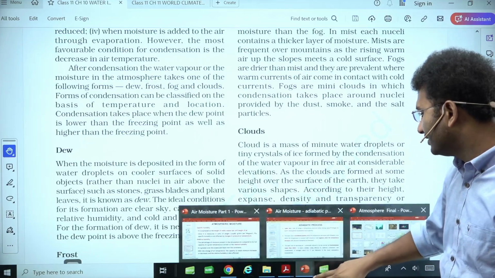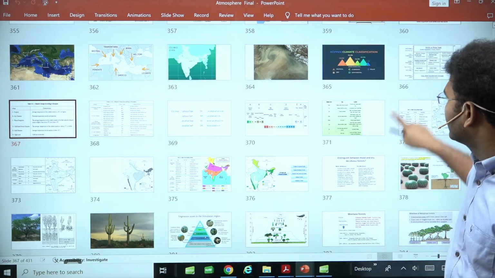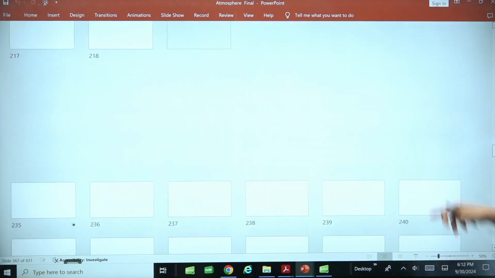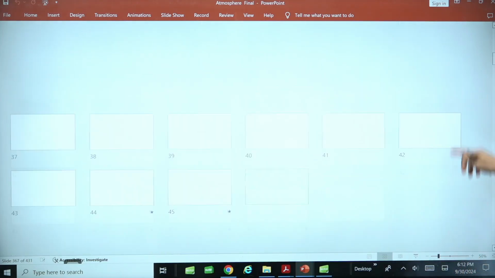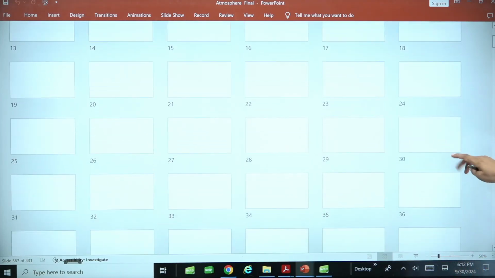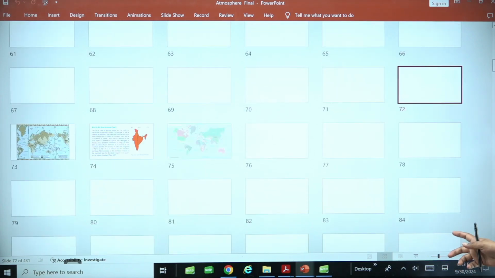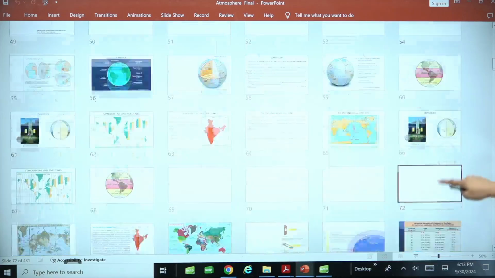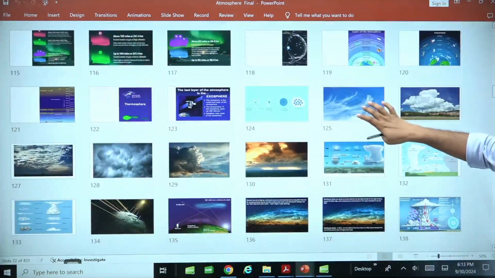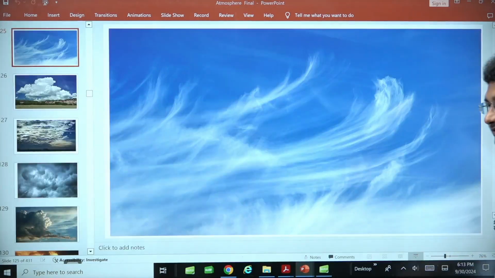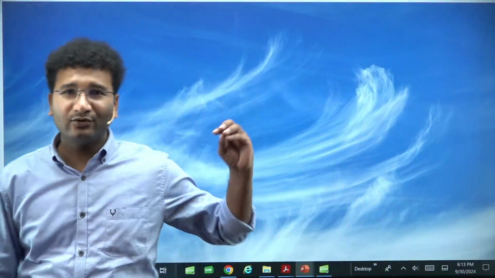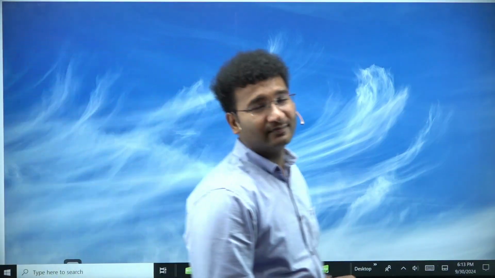Okay, come to the topic of clouds. See here, firstly, what are the different types of clouds that you need to know, and also you need to know how the clouds are formed. There are various ways through which clouds are formed. Here I'll be explaining the formation of clouds in a detailed manner. Before that, I wanted to show you these things. I think you might have seen this type of cloud.